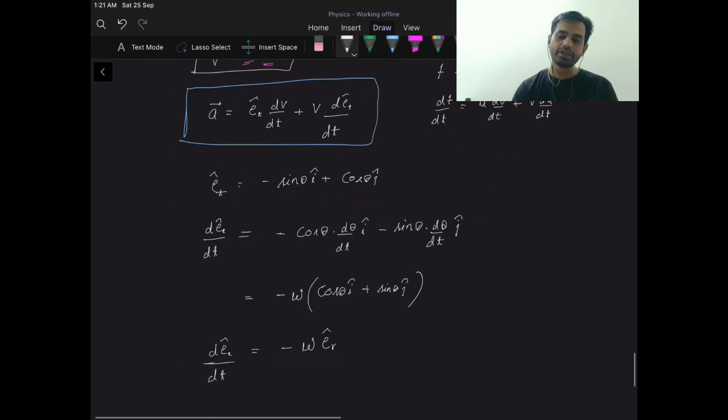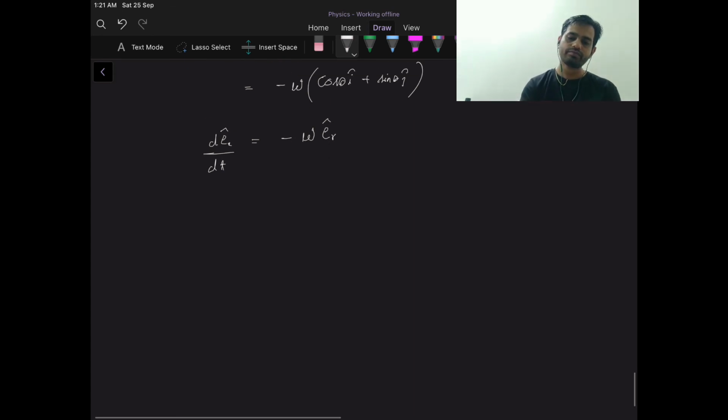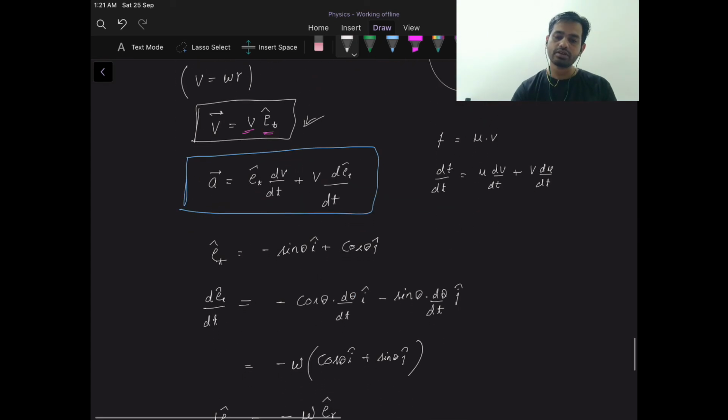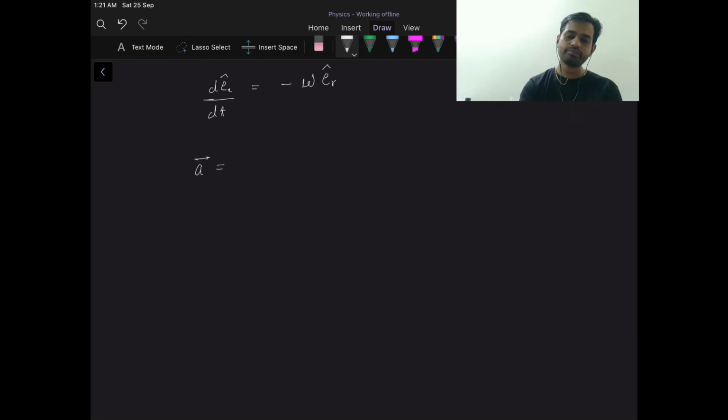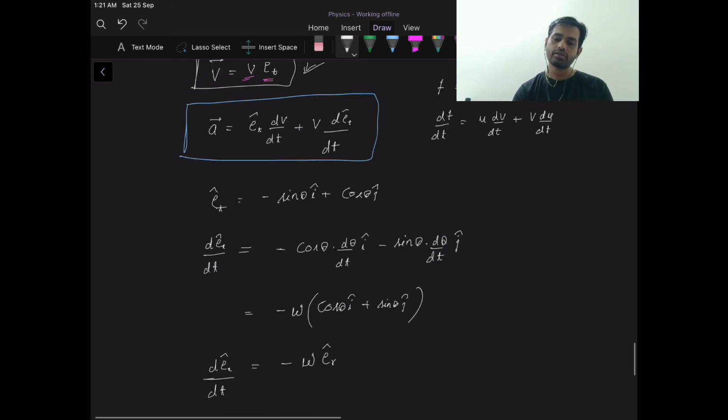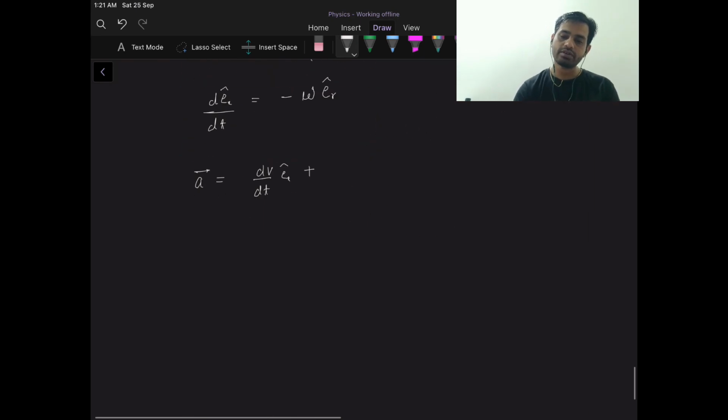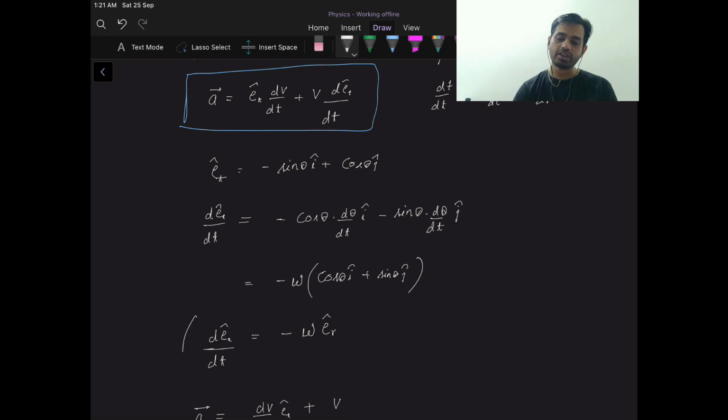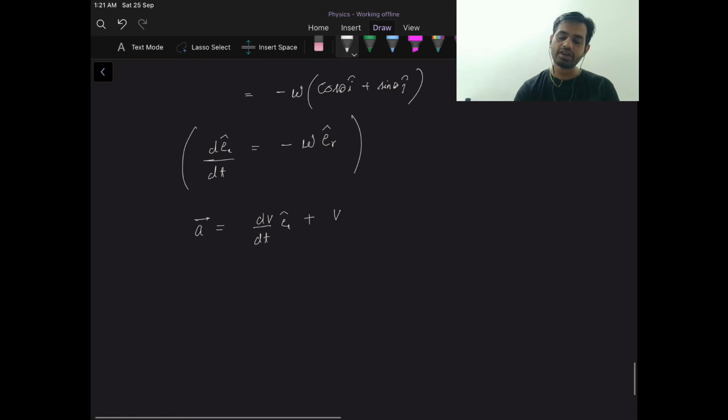So, what will happen here? This value A vector can be written as dv by dt into et cap, plus v into det cap divided by dt. So, this is the value of det cap divided by dt. We can write it like this: minus of omega into eR cap.